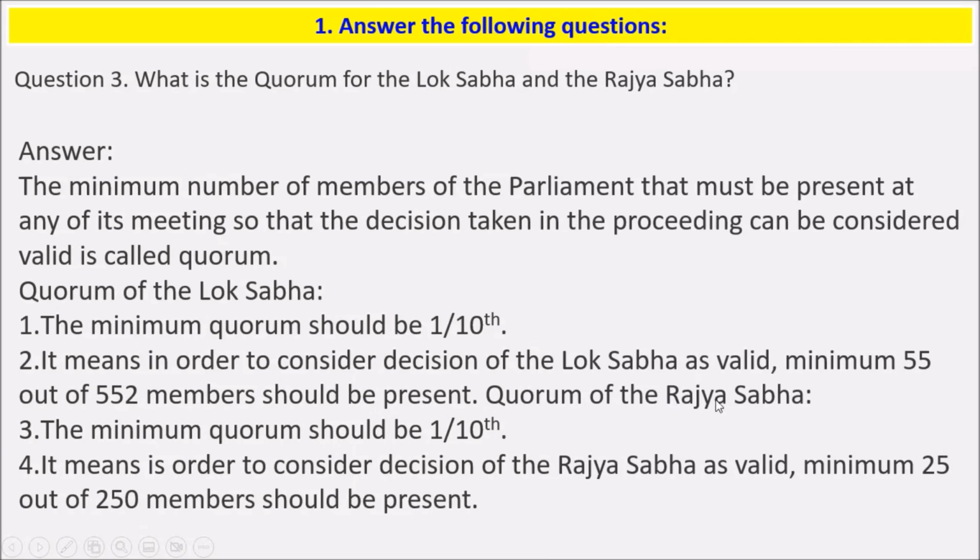be present. Quorum of the Rajya Sabha, the minimum quorum should be 1/10. It means in order to consider decision of Rajya Sabha as valid, minimum 25 out of 250 members should be present.